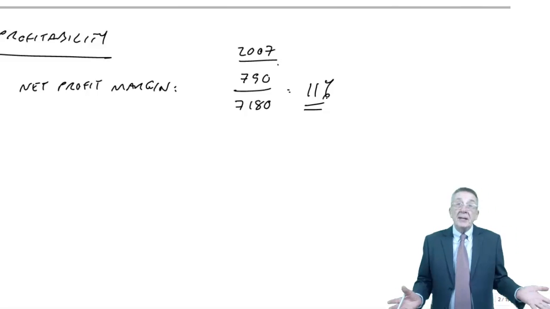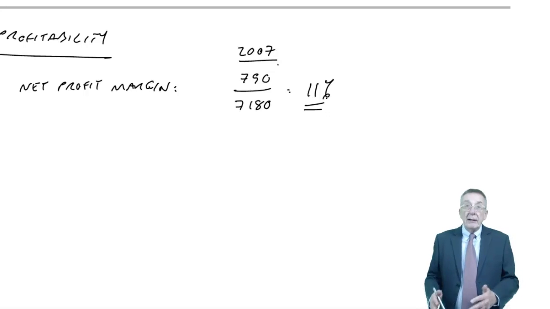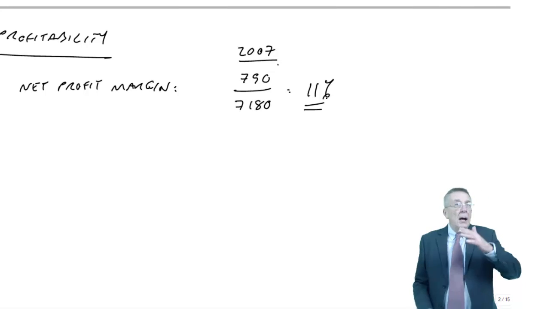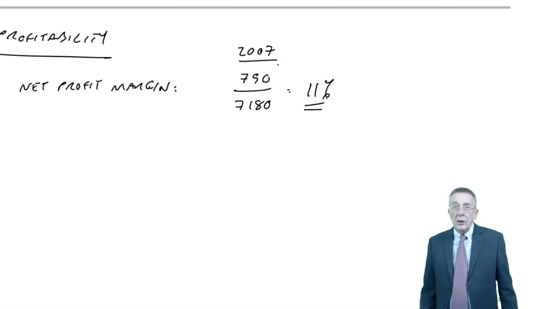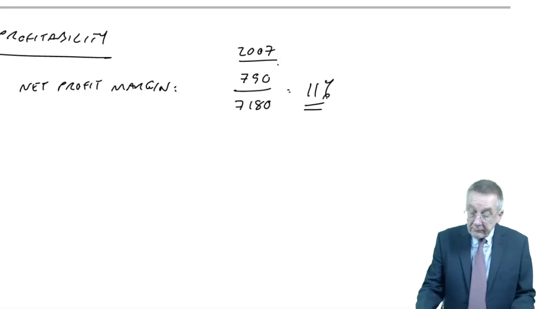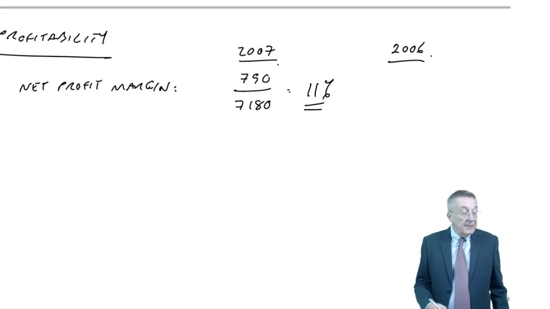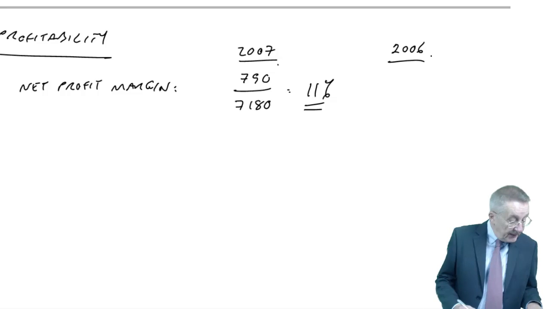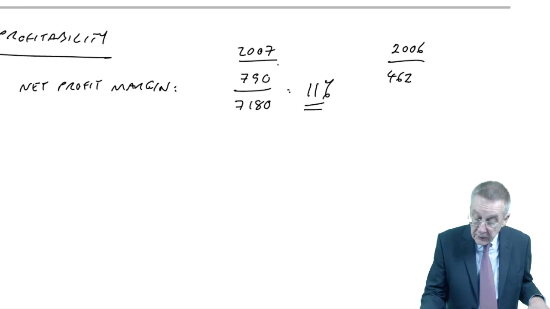Now on its own that means nothing at all. Is 11% good? Is it bad? The only relevance is when we come to compare, either with similar companies, to see if we're doing better or worse, or with previous years. And so here, if we compare with the previous year, in 2006, the operating profit was 462, the revenue 5435.